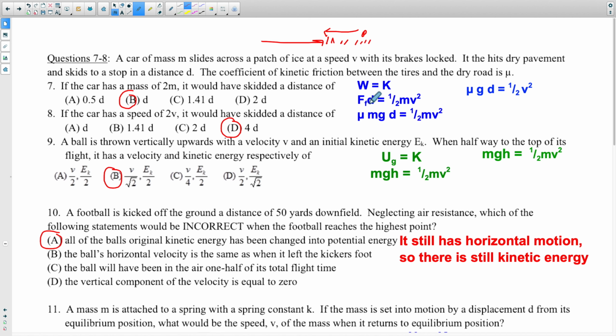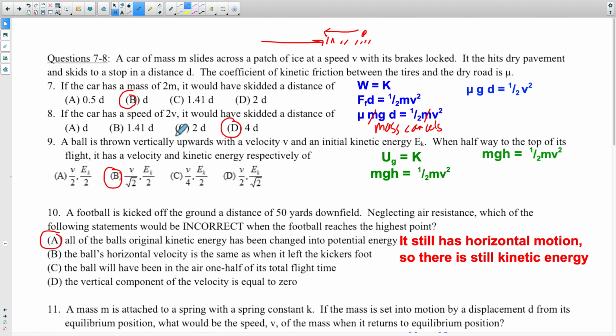The force that we're talking about is the frictional force, and frictional force is mu times mass times gravity. So that's where I've come up with this. Now my mass can cancel out. So the question is, how far would it skid if it had twice the mass? Well, the mass is irrelevant. The mass cancels out, so the mass does not affect how far it goes. It doesn't matter if it's a Mini Cooper or a semi-truck. It's going to go the same distance under these situations.